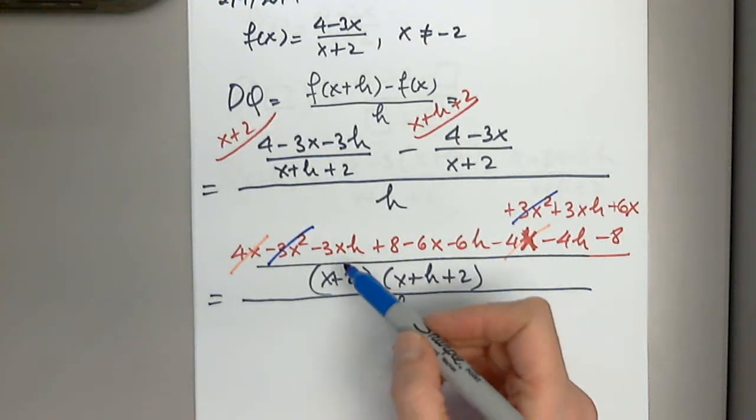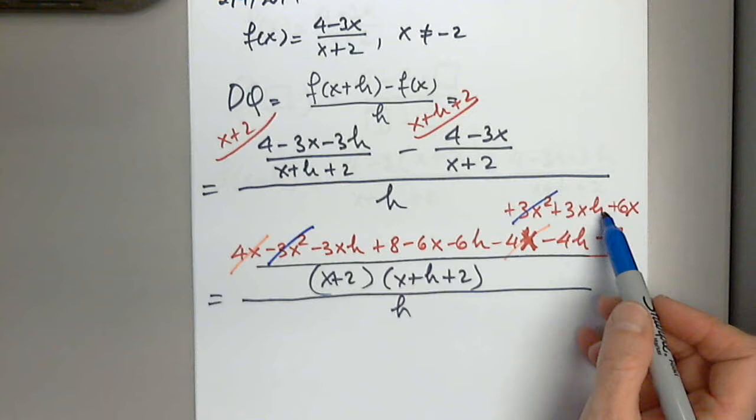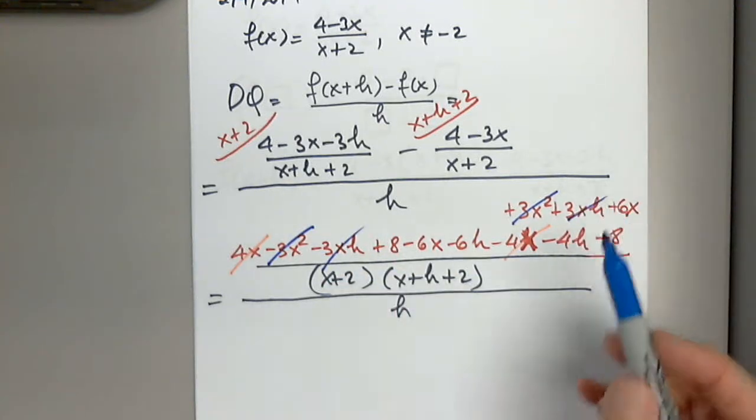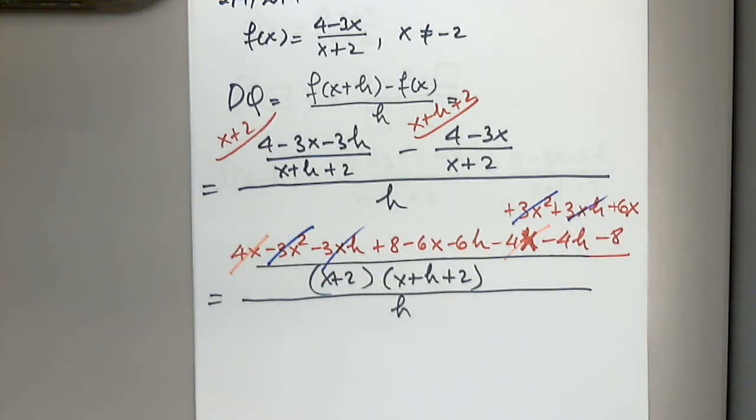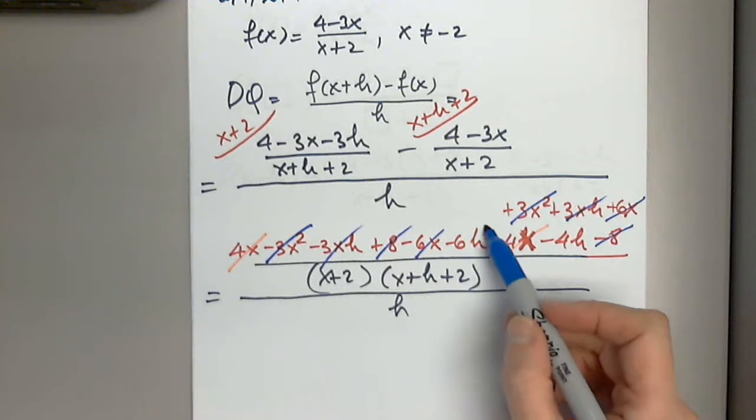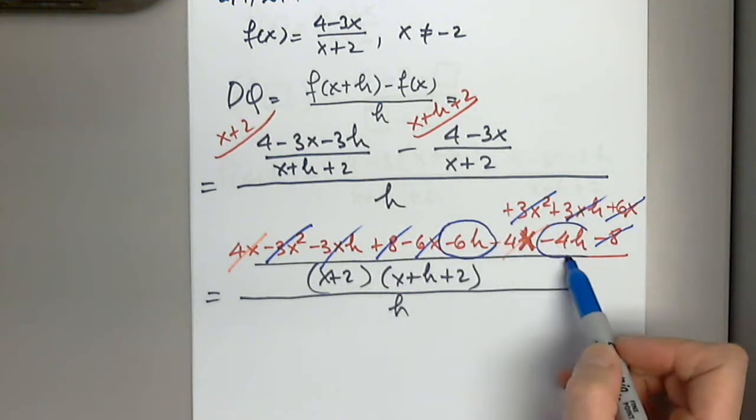Well, this is really nice. Negative 3xh with positive 3xh, they also go away. They don't have to, but it's a bonus. I'm happy they do. The positive 8 with the negative 8 must go away. The negative 6x with the positive 6x, they indeed go away. And now I look carefully and I only see 2 terms left.